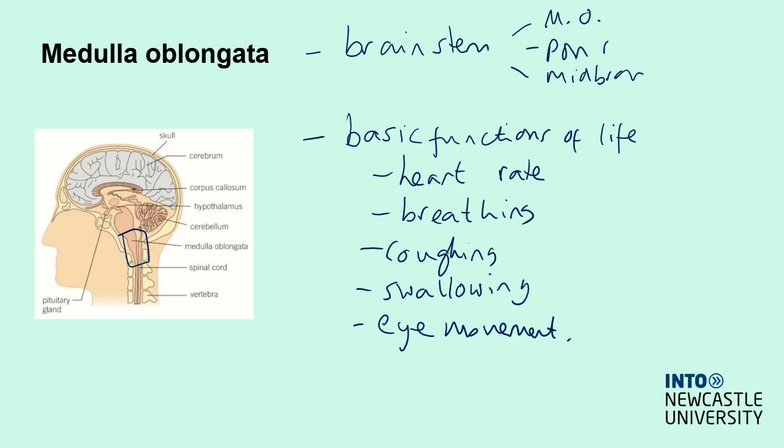So basically the medulla oblongata, if it ties in with our previous video, is kind of the regulatory center for the autonomic nervous system. But we did meet some actions of the medulla oblongata previously.